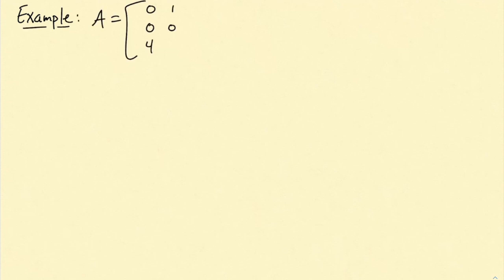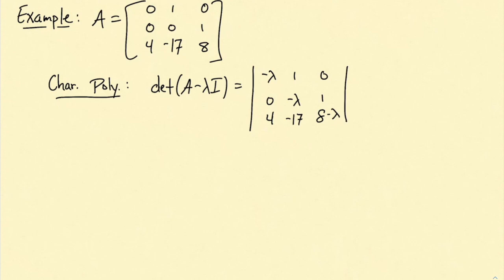So let's work a slightly larger example. For our example, we'll take the matrix A with columns (0, 0, 4), (1, 0, -17), and (0, 1, 8). The first thing we want to do is compute the characteristic polynomial. So we can simply subtract lambda from each of the entries along the diagonal, and then we want to take the determinant of the resulting matrix.